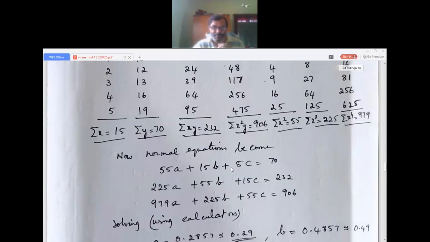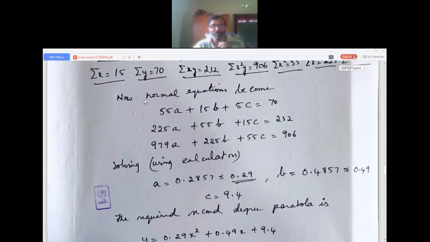Then you solve using calculators to find the values of a, b, c, correct to 4 decimal places. A you get 0.2857, B you get 0.4857, approximating to 2 or whatever they ask in the question. If they don't ask, you approximate to 4 decimal places. So C equals 9.4.